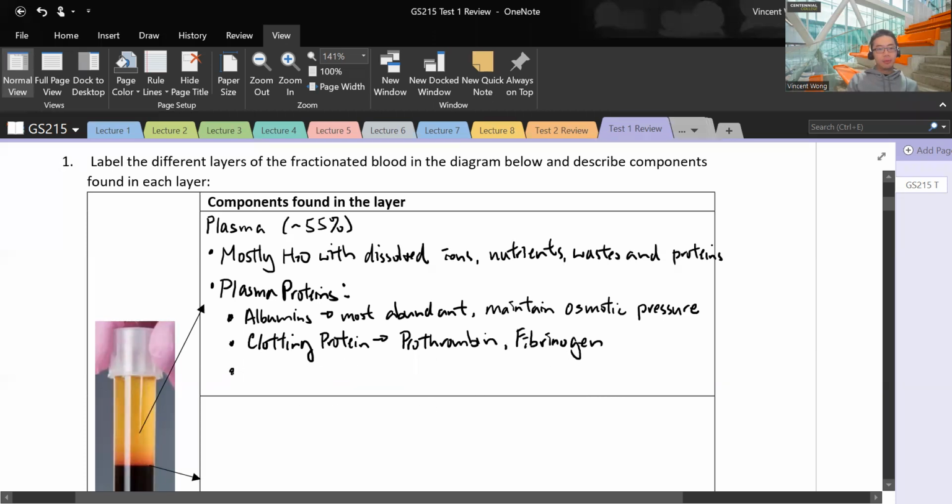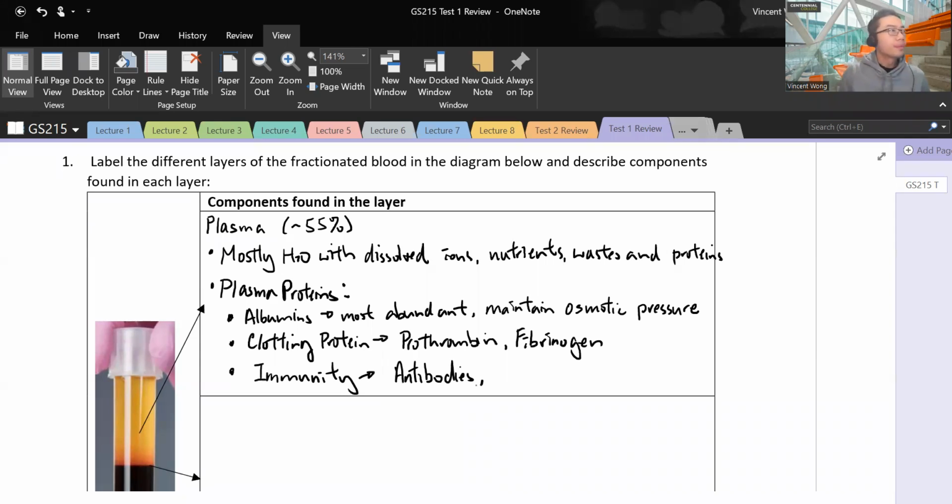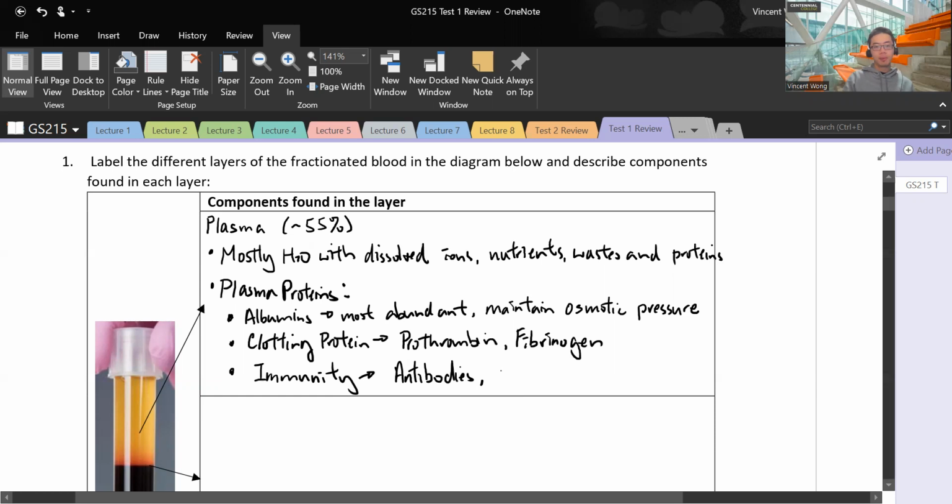So that's that. And what about for immunity? What kind of plasma proteins do we have for immunity? I mean, Shelley said antibodies. Yeah, but what else? Anyone else? Antibodies is a good one. The anti-A, anti-B, all those things, right? That's in the plasma, you might recall. What else plays a role in immunity? Yes, complement proteins.